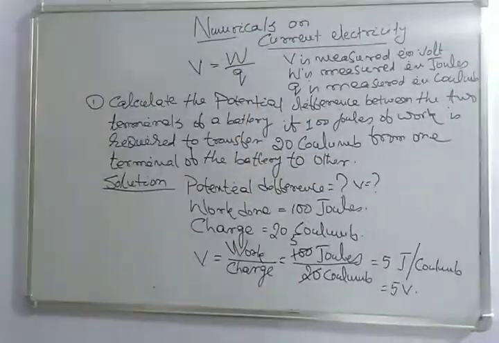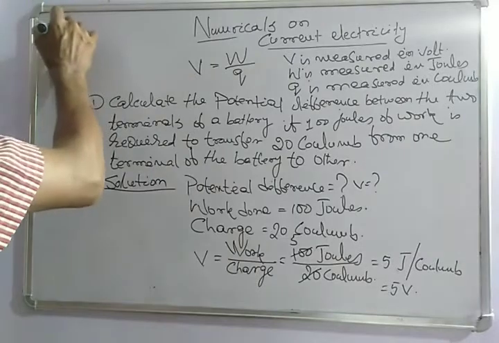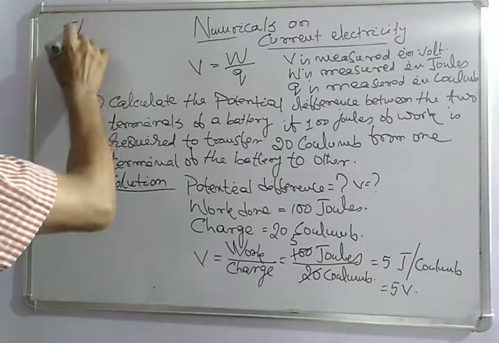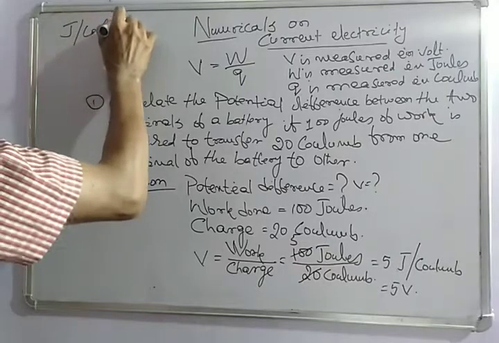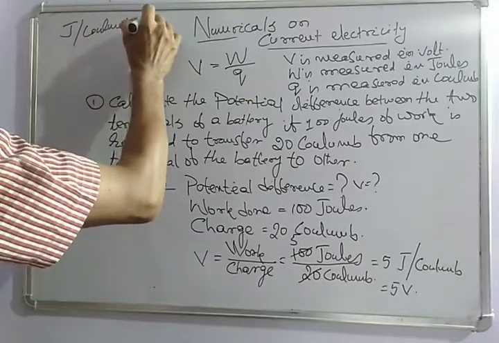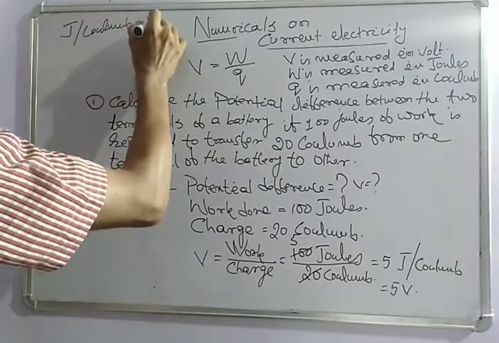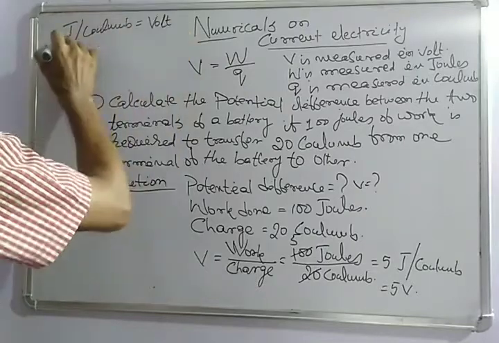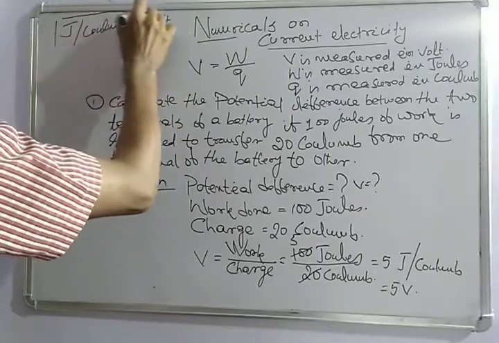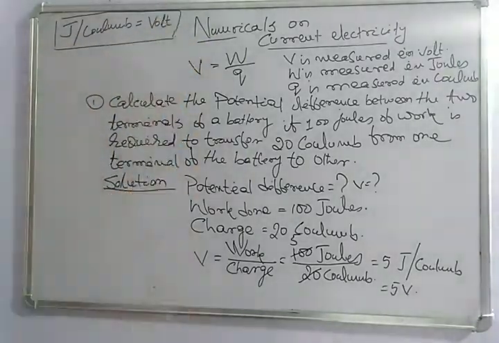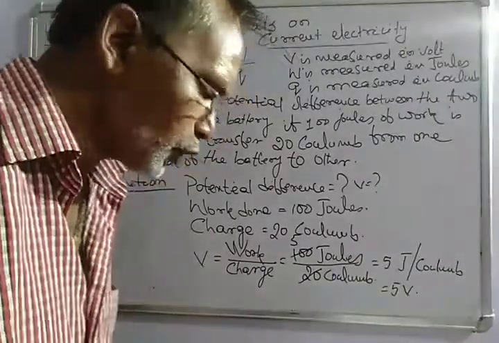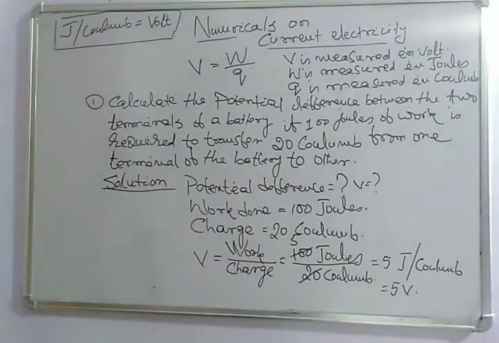So always remember here, joules per coulomb is known as volt. So the potential difference here is 5 volt.